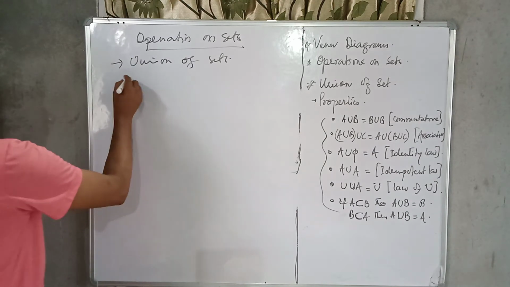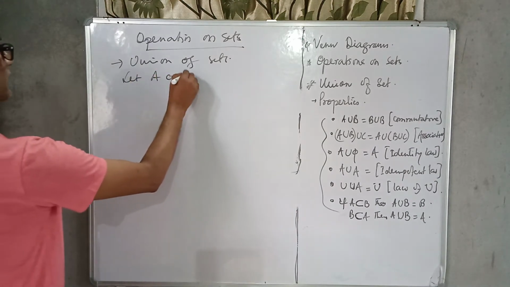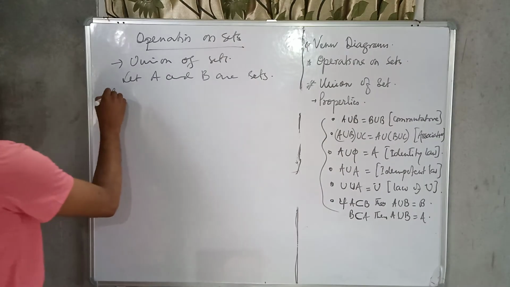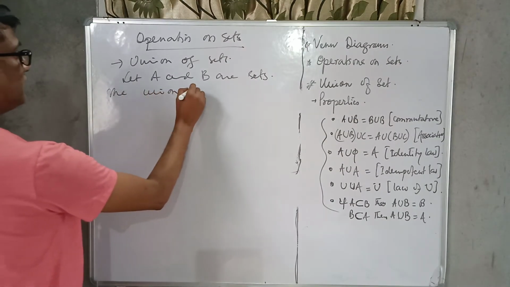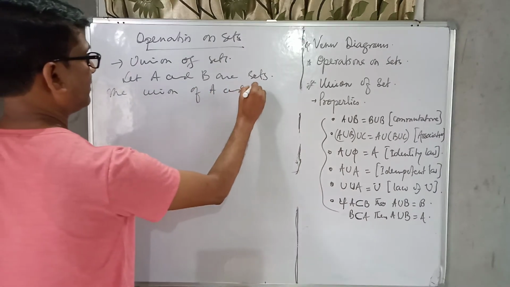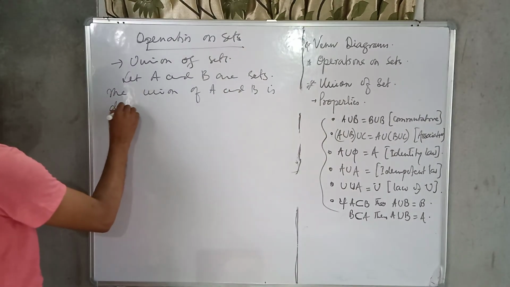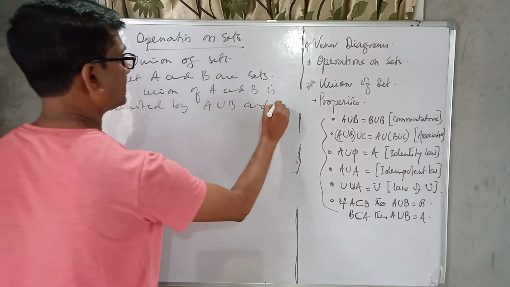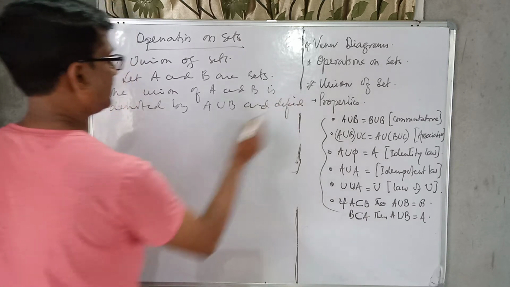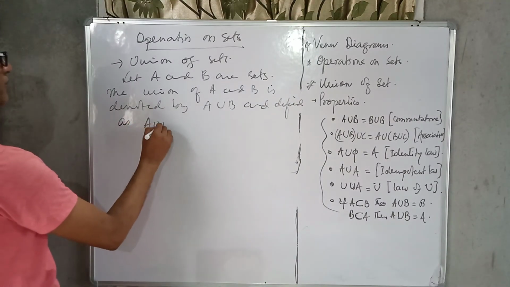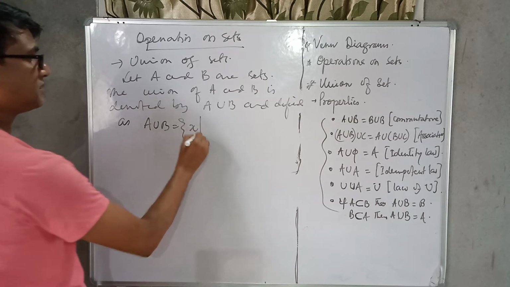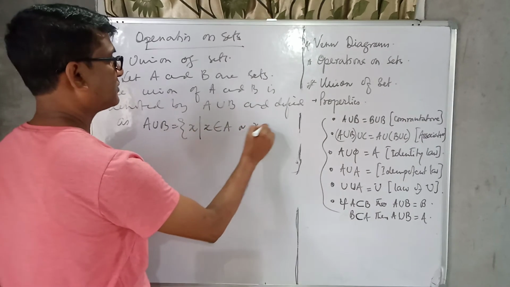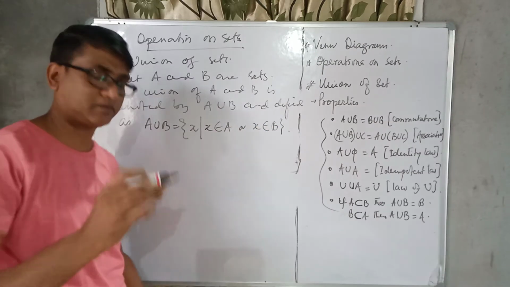So how do we write this? Let A and B be two sets. The union of A and B is denoted by A union B and defined as A union B is equal to the set of X such that X belongs to A or X belongs to B. This is the definition of the union.